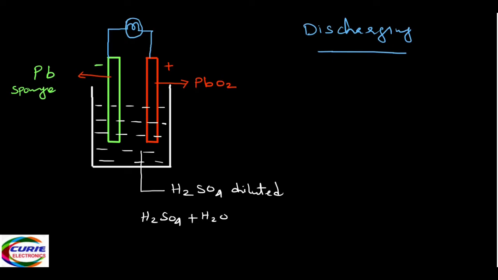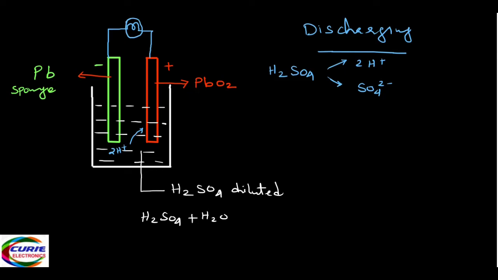We have this H2SO4. This H2SO4 splits into two ions: 2H plus ions and SO4 2 minus ions. Once these ions are there in the electrolyte, the 2H plus ions move towards the anode.